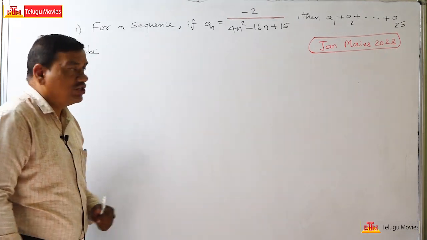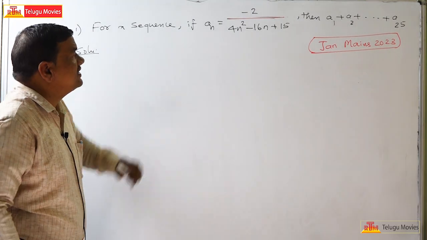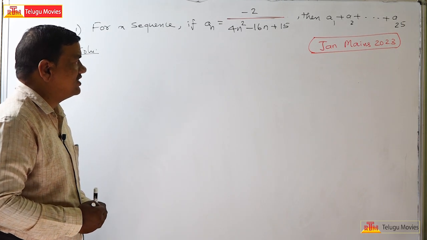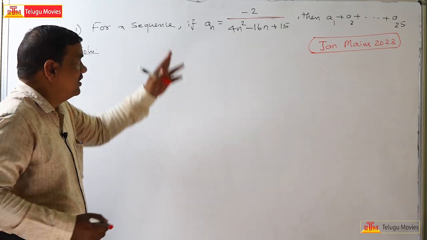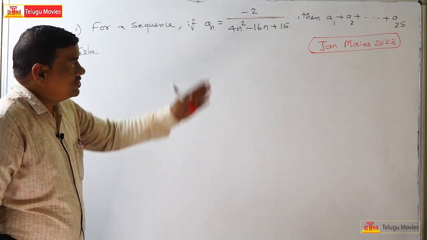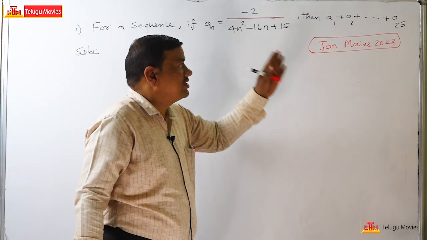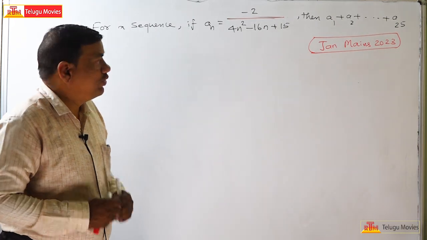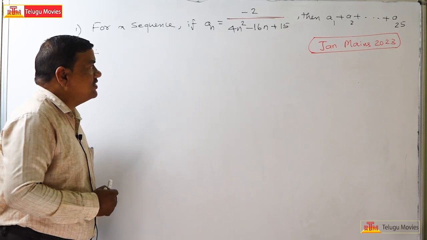The first problem is: for a sequence, the nth term is given as an = -2 upon (4n² - 16n + 15). He is asked to find a1 + a2 + so on up to a25, that means the sum of 25 terms. So first observe this sequence.